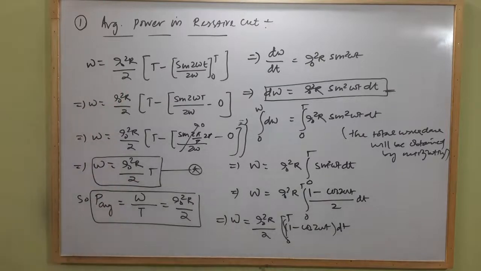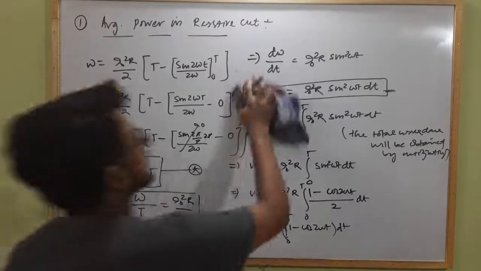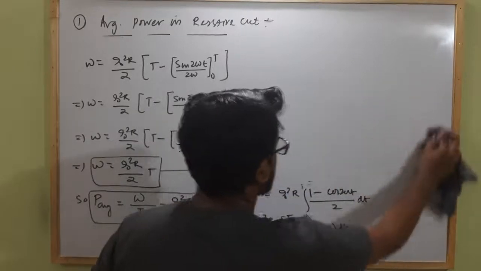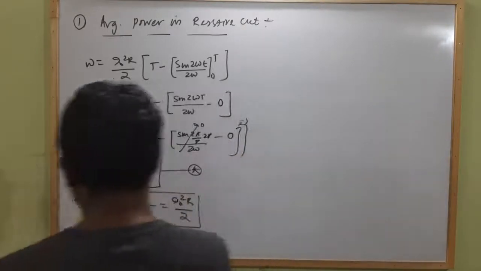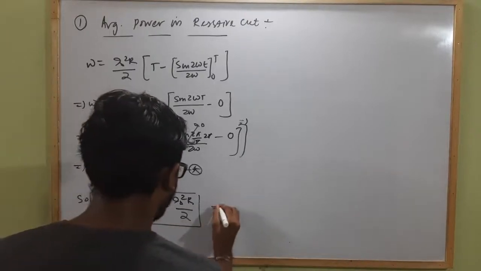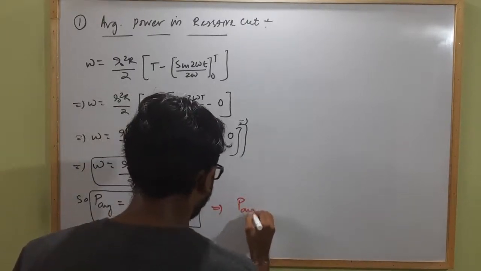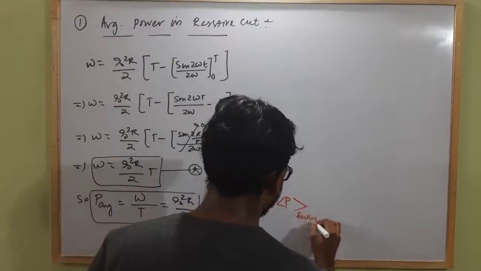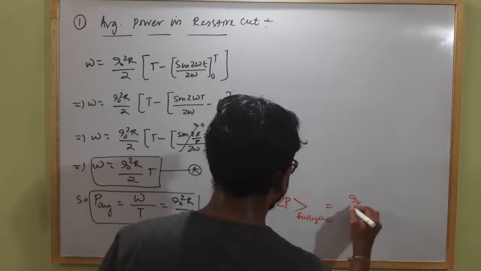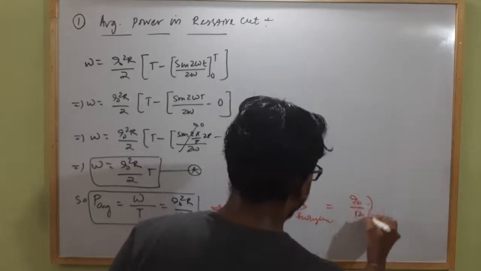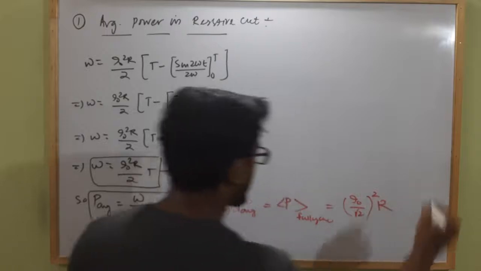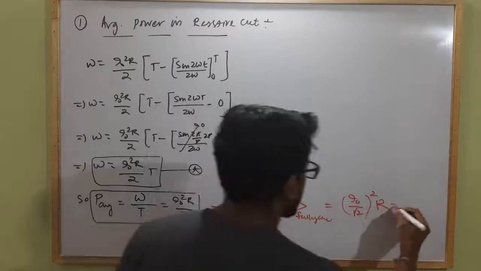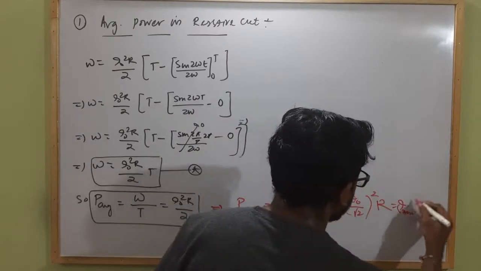So this can also be written as the power average, P average, this is the symbol of average, full cycle, equal to I naught by root 2 whole square into R. I naught square by 2 can be written as I naught by root 2 whole square into R, which is equal to I RMS square into R.